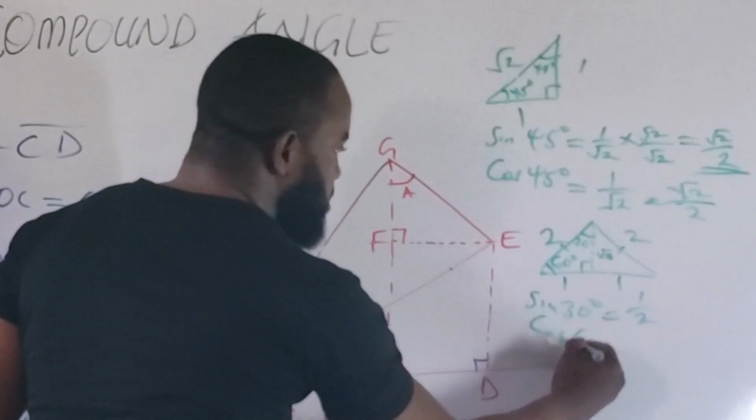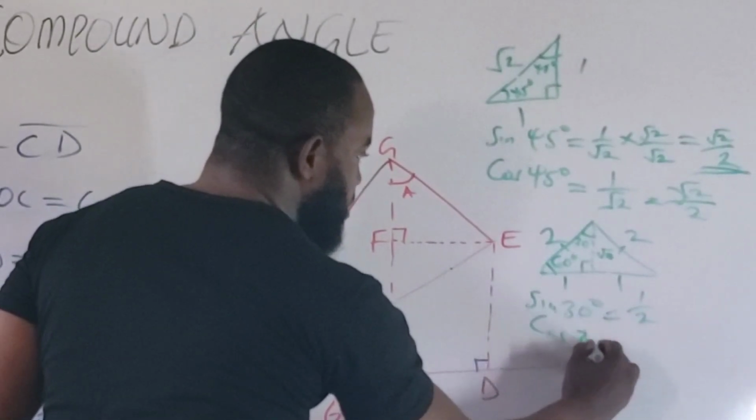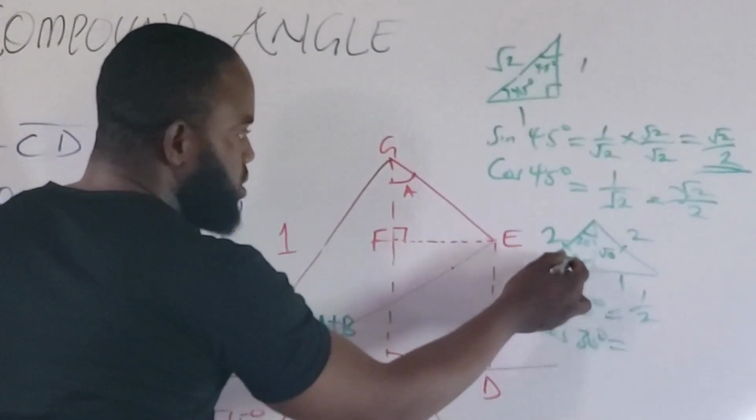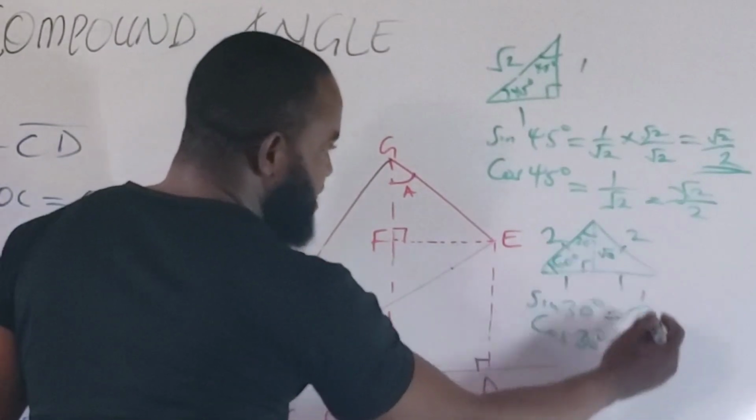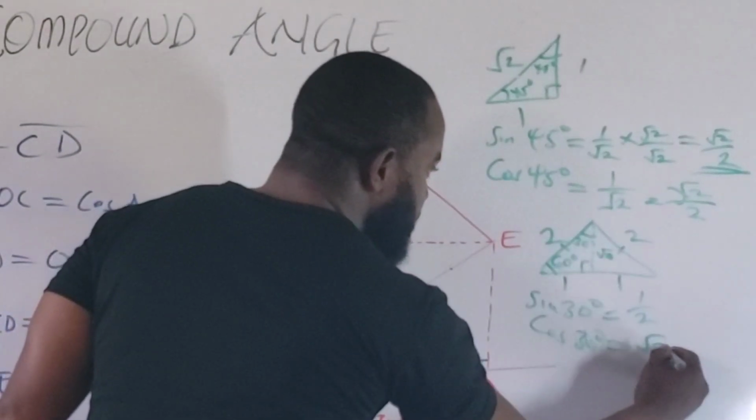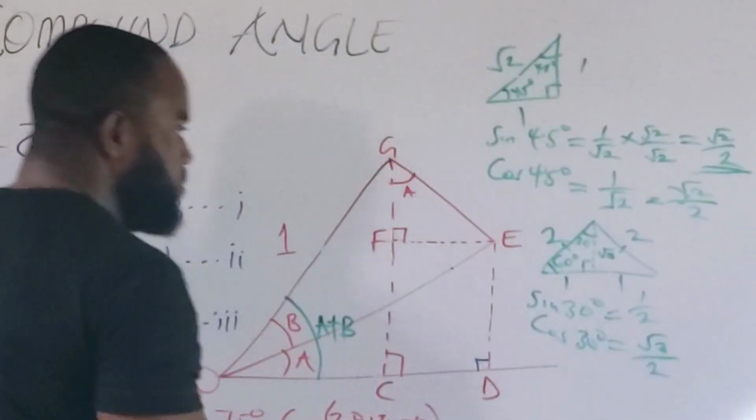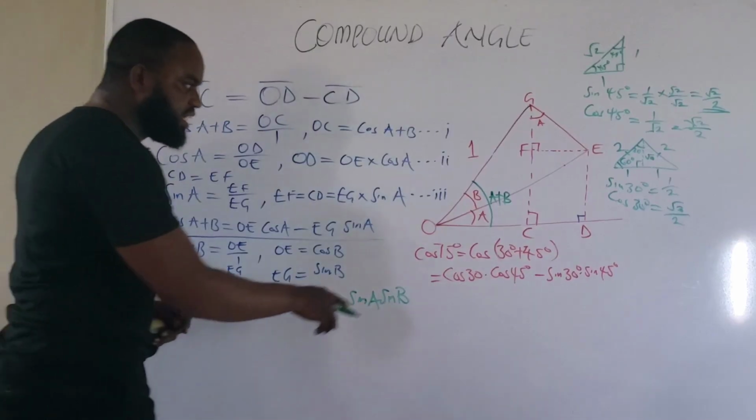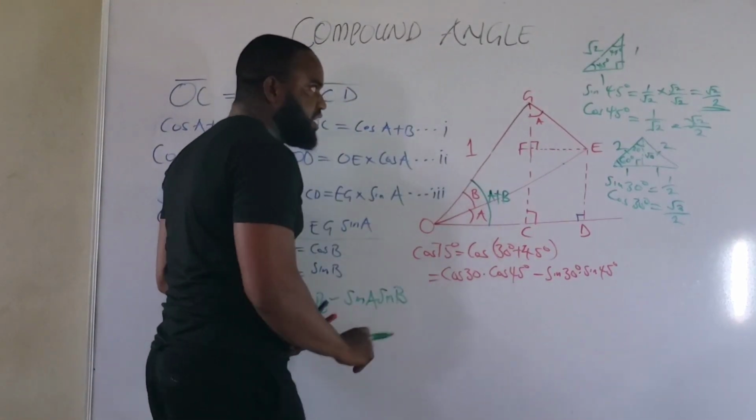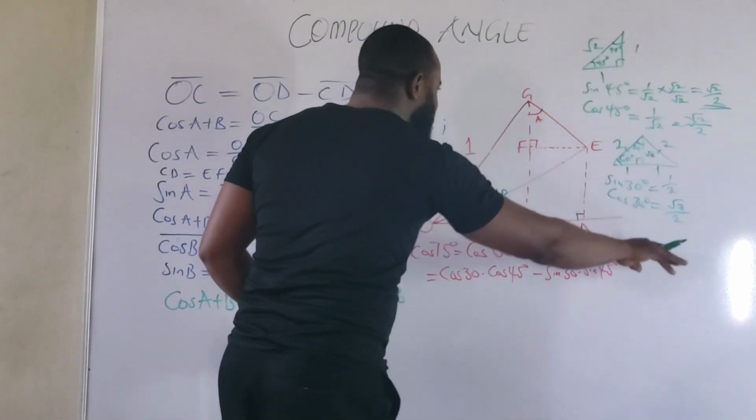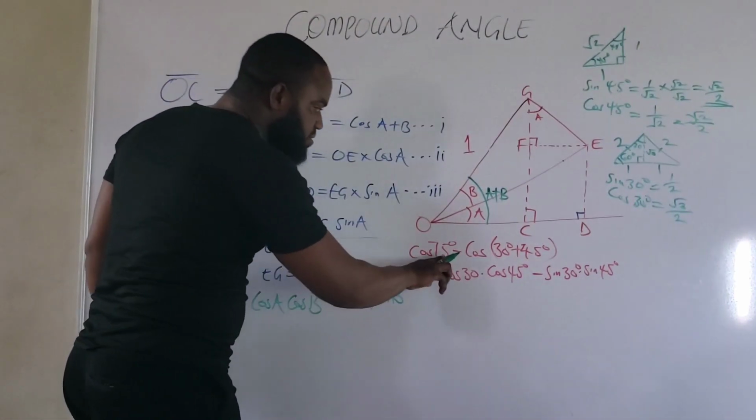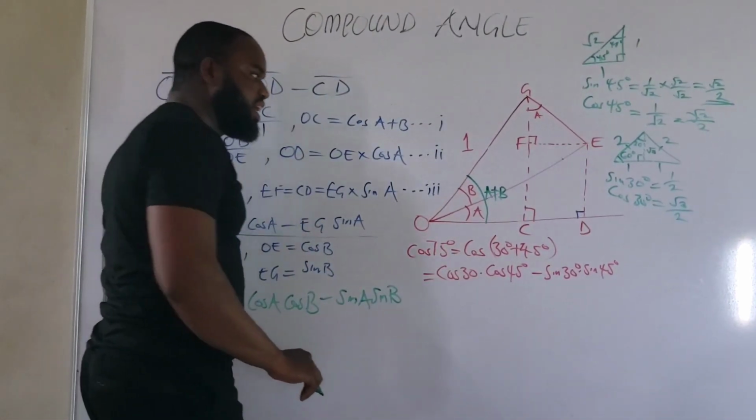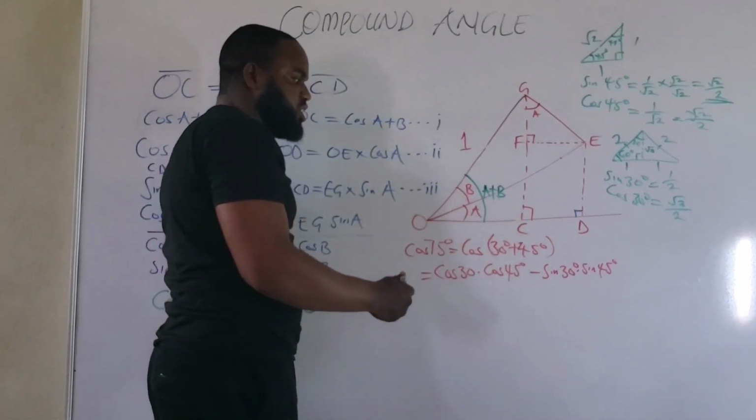And what is cos 30 degree? That's also going to be equal to adjacent over hypotenuse, square root of 3 divided by 2. Now let us input that here. We are not at liberty to use this on angle 75 degree, and that is why we reduce it into this form.